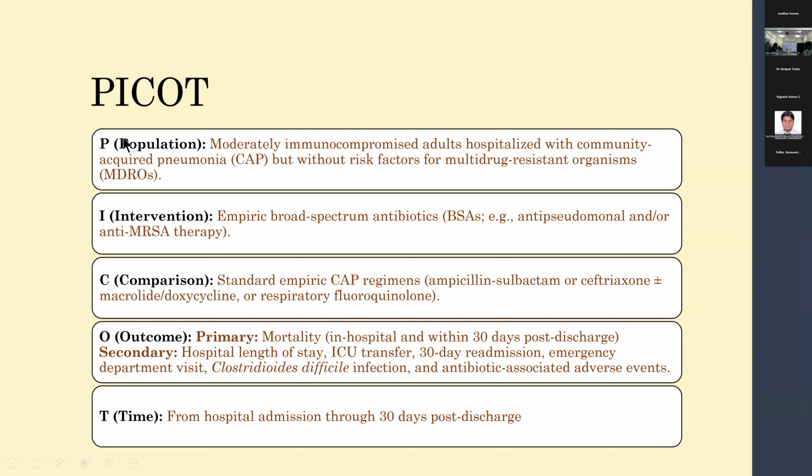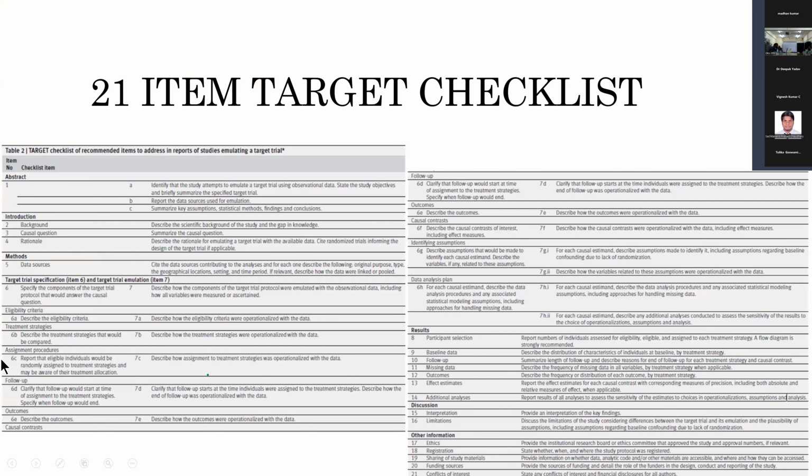For this study, the PICOT statement: the population were moderately immunocompromised adults with community-acquired pneumonia. Intervention was broad spectrum. Comparison was standard community-acquired pneumonia regimens. Primary outcome was mortality in 30 days. They also looked at secondary outcomes with length of stay, ICU transfer, readmission days, C. diff infection, and adverse effects. Time period was from the date of admission to 30 days post-discharge. Now, this is a checklist, a 21-item target checklist. We will be going through that and seeing how much the study they have published aligns with the checklist.